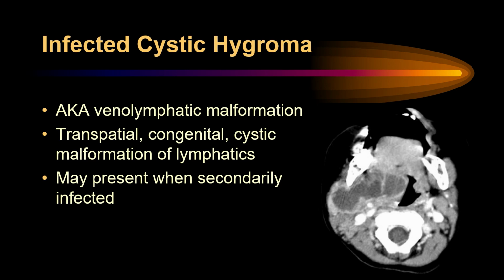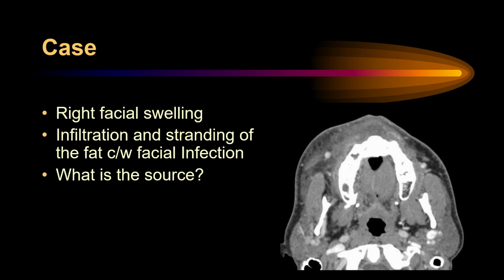This one's a little tougher, and I'm using old terminology here. These are venolymphatic malformations. I use the term cystic hygroma, which is an old term, but it reminds us that this is cystic, it lists fluid density, and these can become secondarily infected as well. And unfortunately they can't give you a good anatomic clue because these can occur anywhere in the head and neck. Let's have a look at a case.